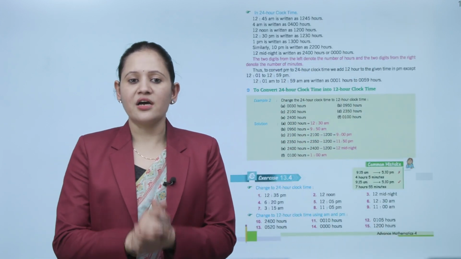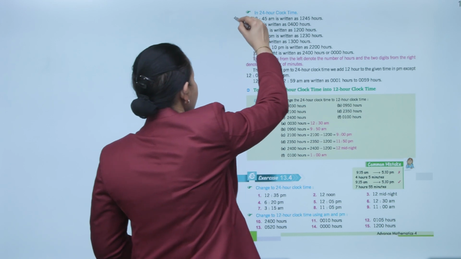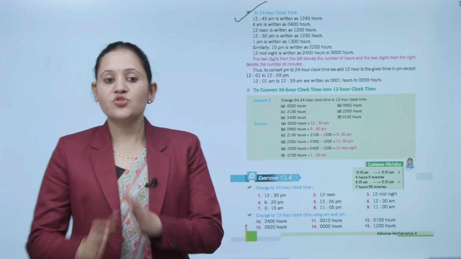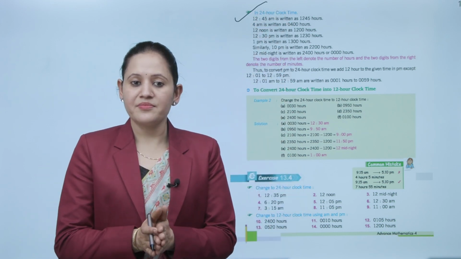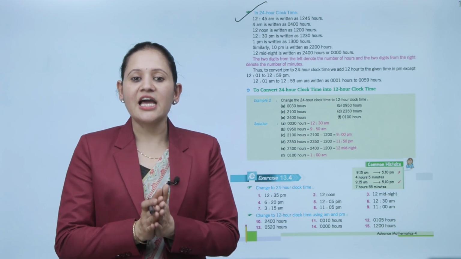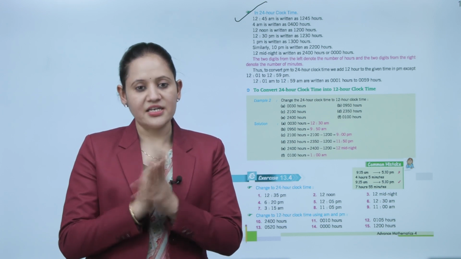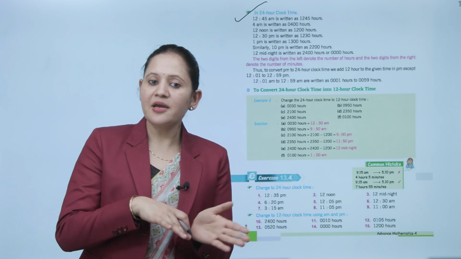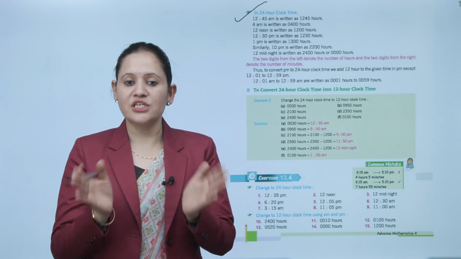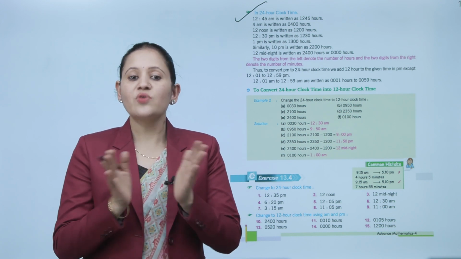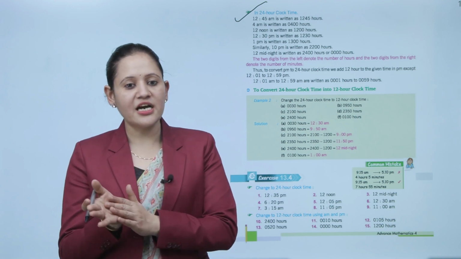In 24 hour clock time, 12:45 a.m. means midnight is written as 0045 hours. Clear? 4 a.m. is written as 0400 hours. 12 noon is written as 1200 hours.